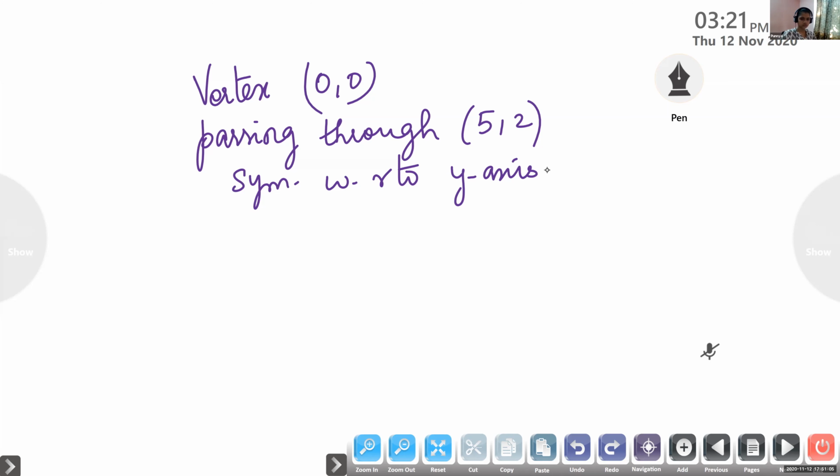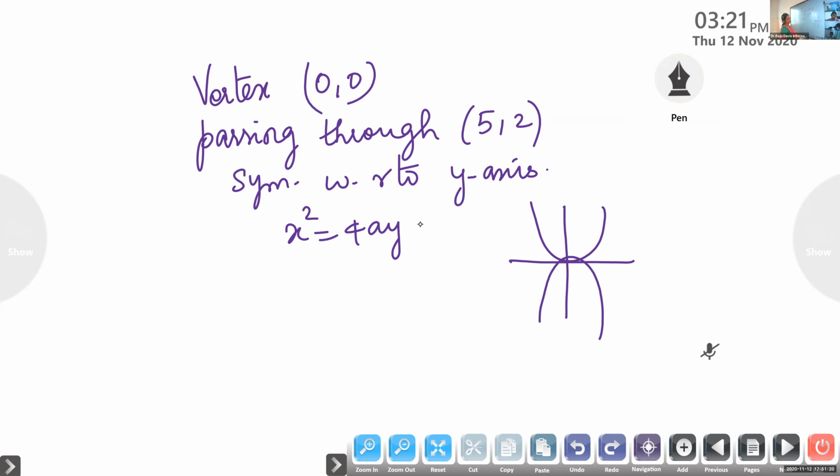x square is equal to 4ay. It will be either x square is equal to 4ay or minus 4ay. Punya, why are we not selecting negative 4ay? Both are positive. If you look at the point 5, 2, it lies in the first quadrant, so surely we will not get the other one. So substitute for x and y, find out a. After finding a, substitute in the equation, you will get the standard form. Find a.